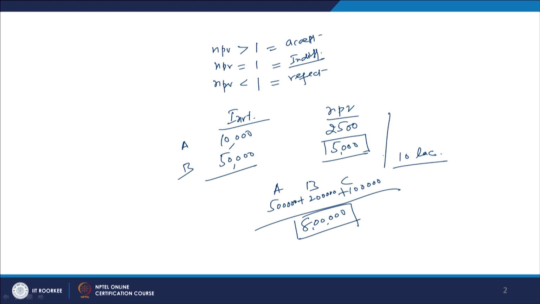Though there is a 5,000 rupees absolute NPV available from project B, the investment we are making is also 50,000 rupees, which is 5 times more than the investment we are making in project 1.